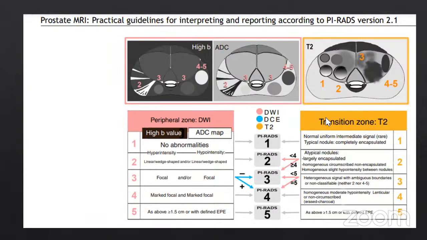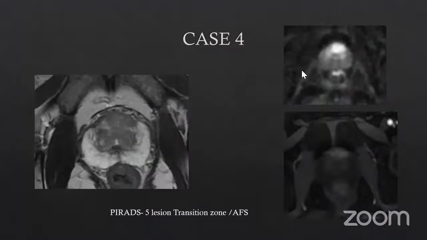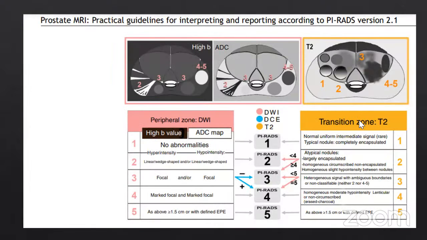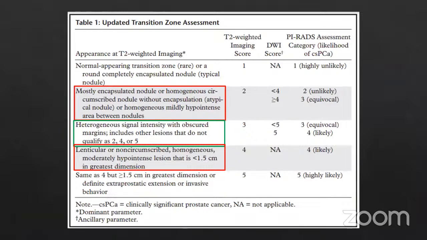So for the transition zone, the first sequence which we look at is T2. On T2 weighted images, we are looking for hypointensity. Like in this example, we had a hypointense area, but there are a few other hypointense areas as well. These have a little bit of circumscription to their margins, but this one is relatively ill-defined with non-circumscribed margins. And then we go straight away to diffusion and post-contrast dynamic evaluation. With early post-contrast enhancement and restricted diffusion, we can put it as PIRADS 4 or 5 category based on the size of the lesion. So that was about this case.